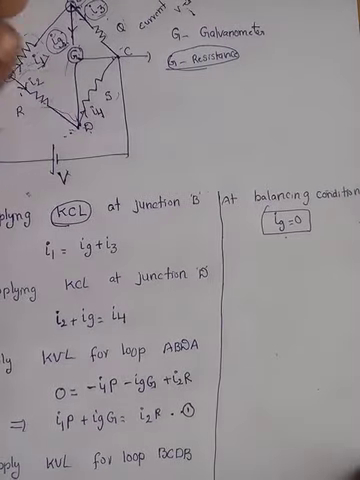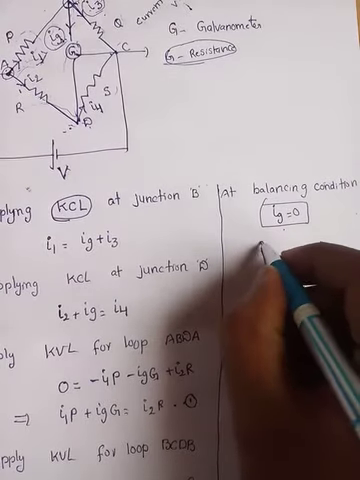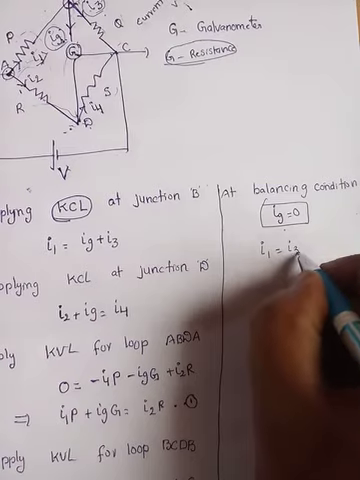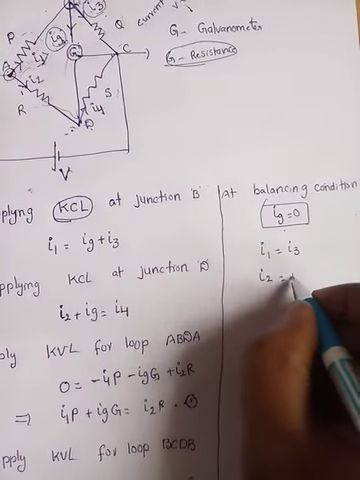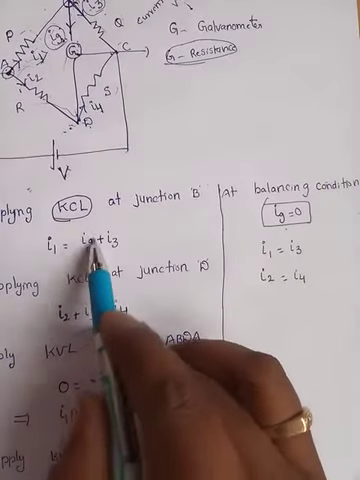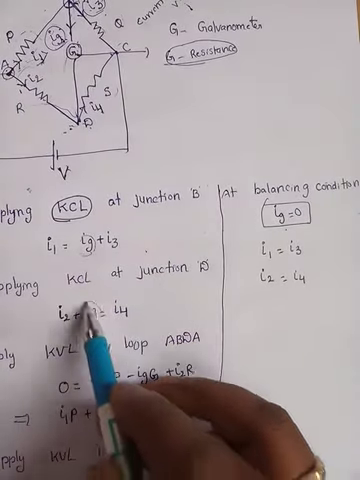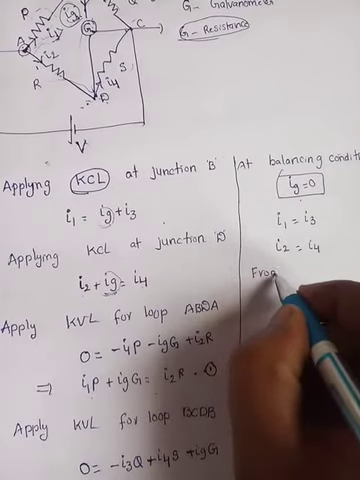So we are deriving the balancing condition, right? So we have to apply this condition: Ig equals 0. Then what happens? I1 equals I3 here. Similarly, I2 is equal to I4. See here, only Ig equals 0, then I1 equals I3, and I2 is equal to I4. Here I can apply for equations 1 and 2.